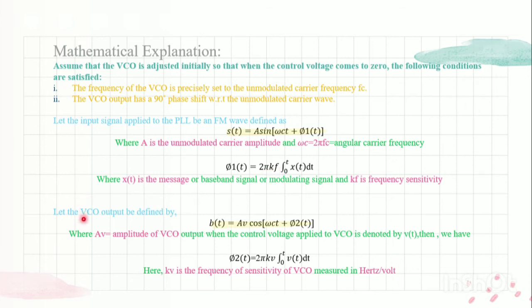Coming to the VCO output, which is defined as B of t is equal to AV cos of omega c t plus phi 2 of t, where AV is the amplitude of the VCO and phi 2 of t is the phase angle, and omega c, as you know, is the angular carrier frequency. Here, phi 2 of t is defined as 2 pi kV integral 0 to t v of t dt, where kV is the frequency sensitivity of the VCO, which is measured in Hertz per volt.